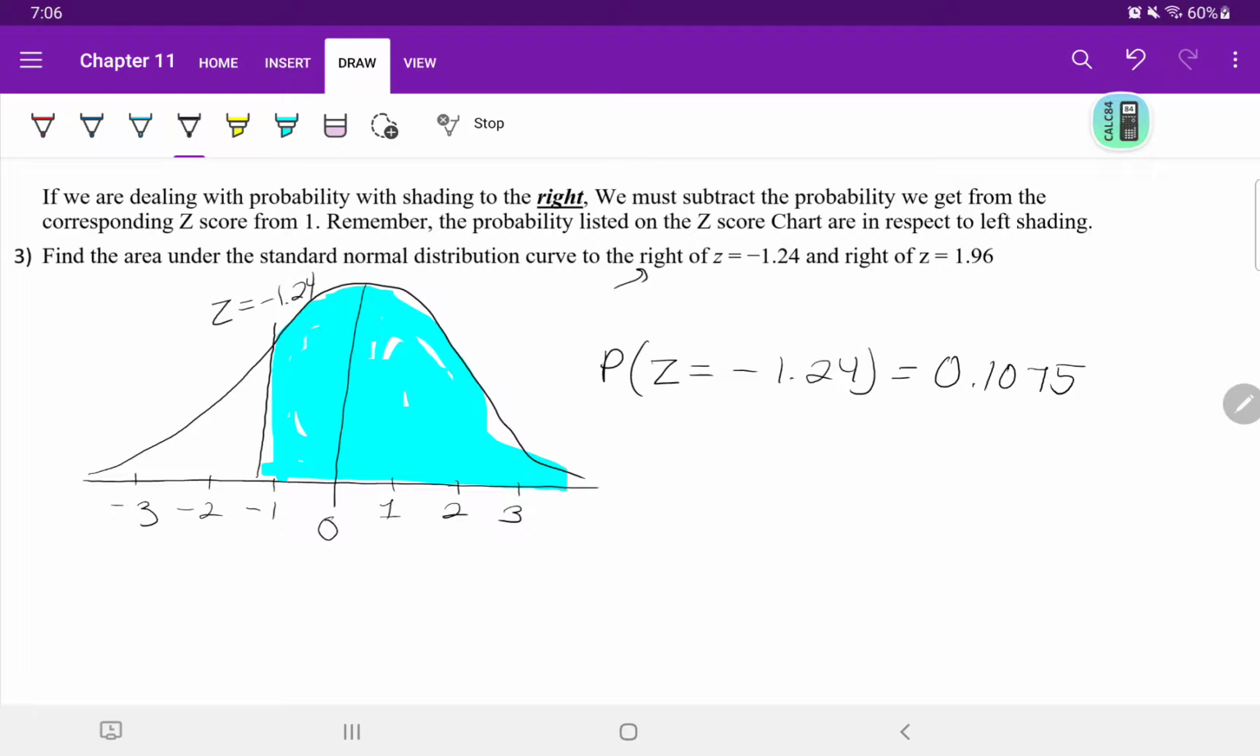Remember, because it is shaded to the right, you must subtract the probability that we get from 1. So the probability that z is greater than or equal to, in this case, negative 1.24, because when we shade to the right, it is greater than, is going to equal 1 minus 0.1075. Once again, when it's shaded to the right, you must subtract the probability we get from the z-score from 1. That is going to equal 0.8925.